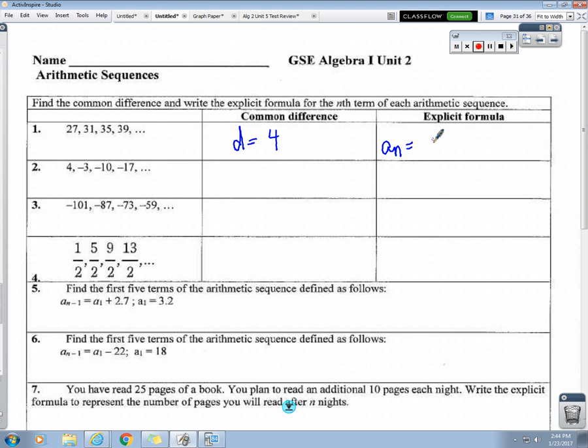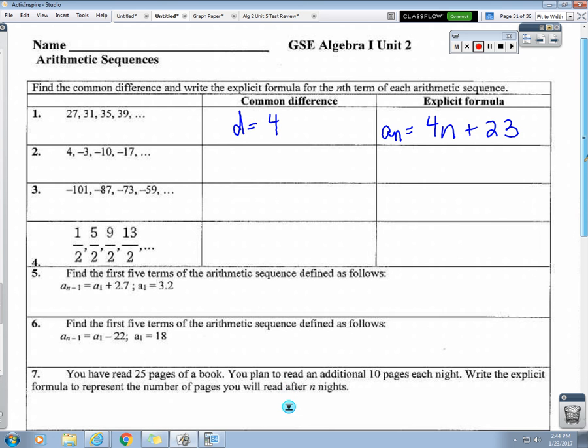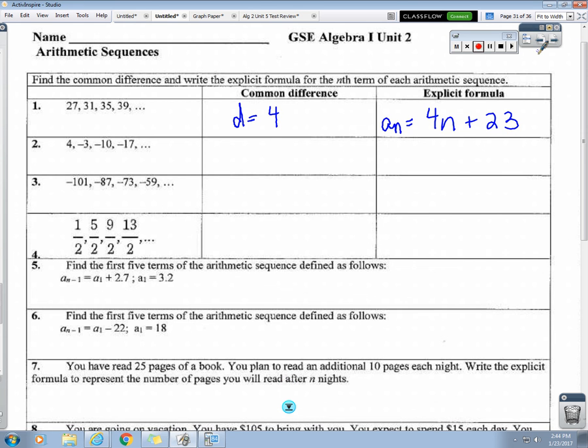So what did you get for your explicit formula? I know it has to be 4n, but what did you get right here? Plus 23 is correct. Are there any questions about the other ones? No. Not really. Okay, number 4.